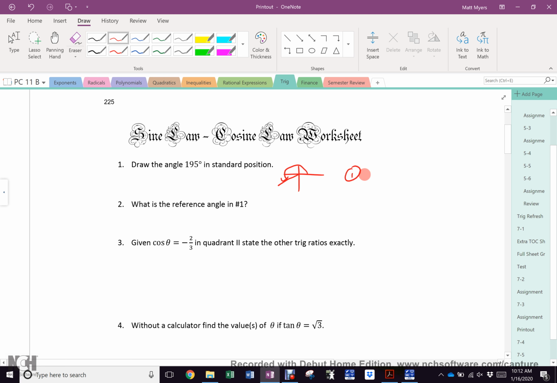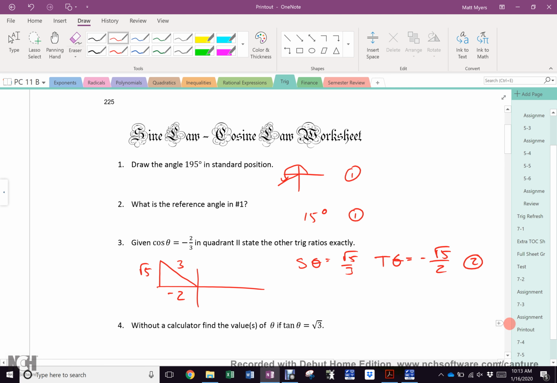For 1, angle of 195 in standard position. The reference angle is 15 for 1. Three, negative 2. 3 squared is 9, minus 4, that is root 5. So it is sine theta, root 5 over 3, tan theta, negative root 5 over 2. 2 marks, because you had to do some Pythagoras.